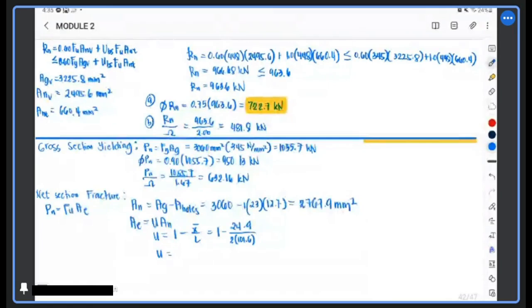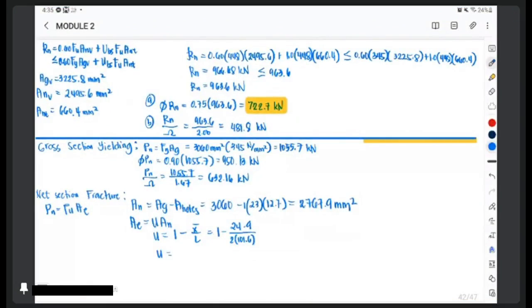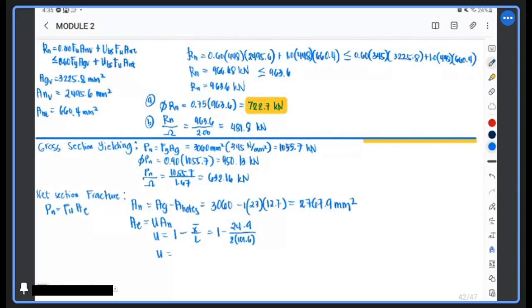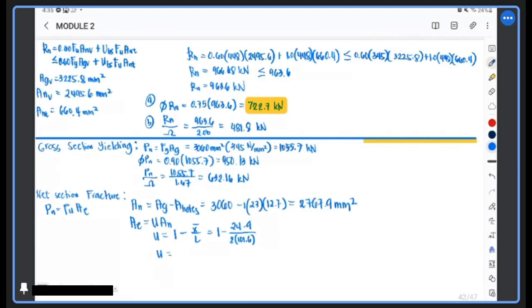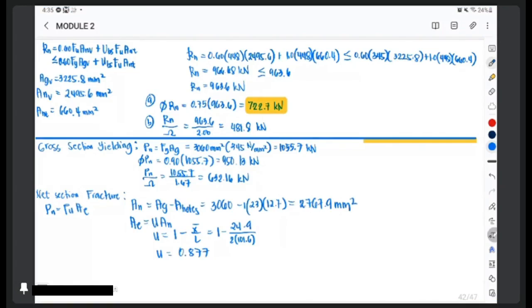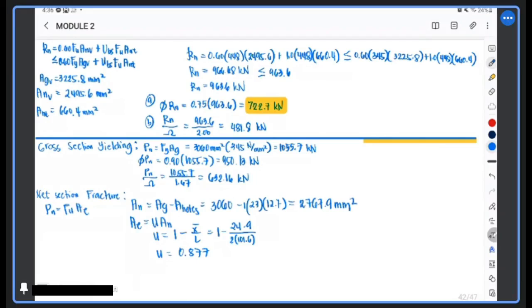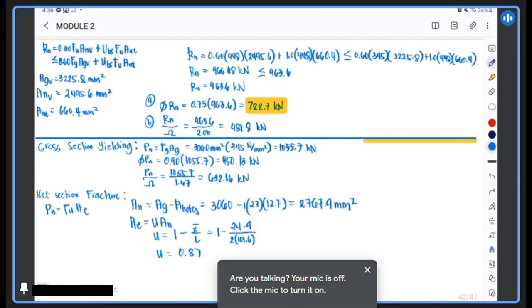Sir, let's use 3 decimal places. 0.877. Okay. But the book only used two decimal places, so let's use just two: 0.88.